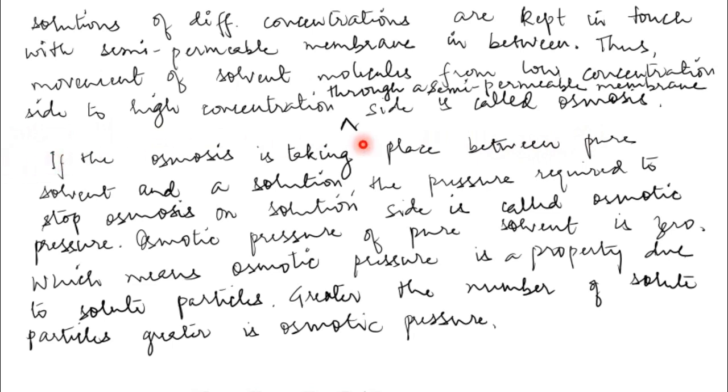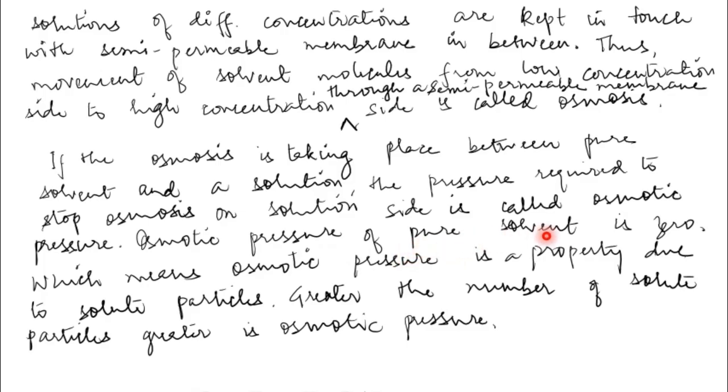If the osmosis is taking place between pure solvent and the solution, and if you do not want osmosis to take place, you have to exert some pressure on the solution side. Now this pressure which you require to exert on the solution side to stop osmosis is called osmotic pressure.